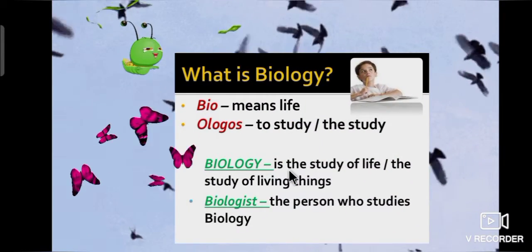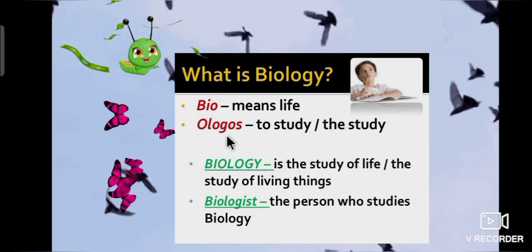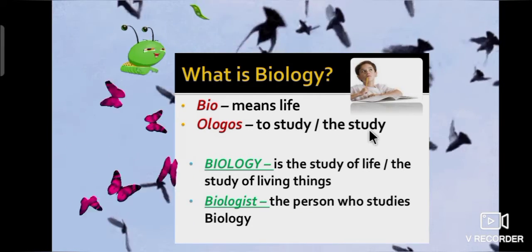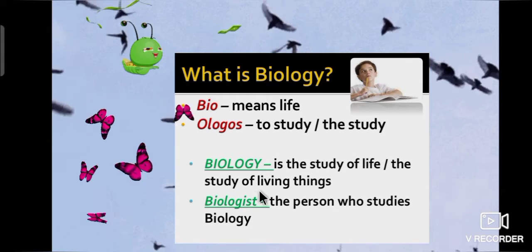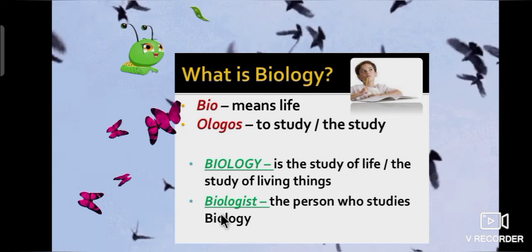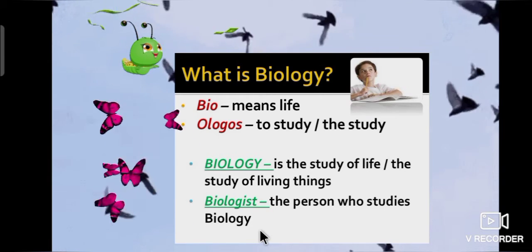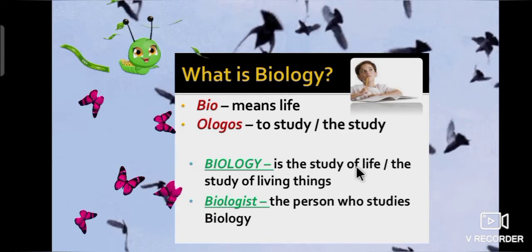Then tell me, what is biology? Bio means life. Ologos means to study. So biology is the study of life, the study of living things. A biologist is a person who studies biology. Once again I repeat, biology is the study of life.